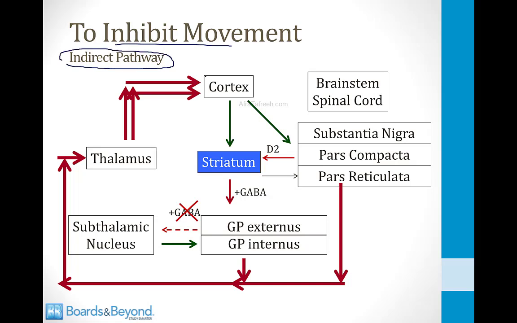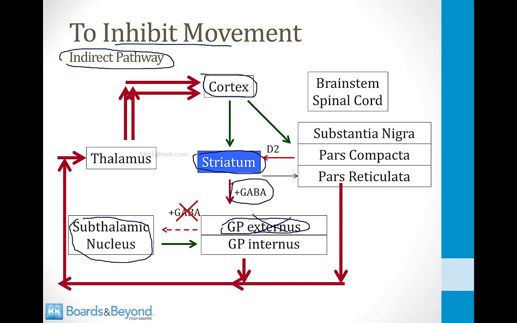So once again, the cortex decides it wants to do a complex maneuver, and it signals the striatum. But this time the striatum is going to do something different. It's going to dump GABA onto a structure called the globus pallidus externus. Now normally the globus pallidus externus is holding back the subthalamic nucleus by signaling it with GABA, which is inhibitory. However, when the striatum dumps GABA on the GP externus, it shuts down the activity of the GP externus.